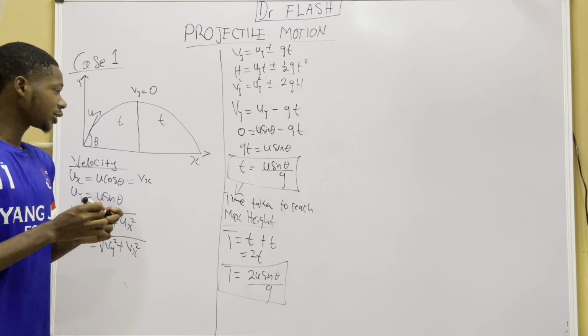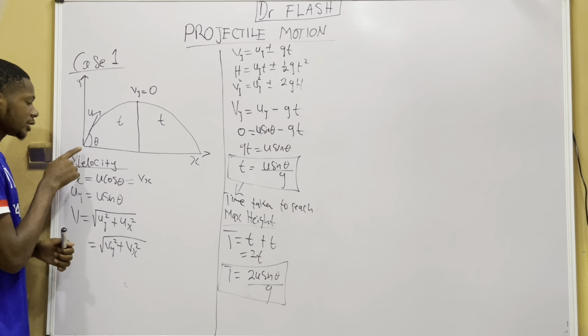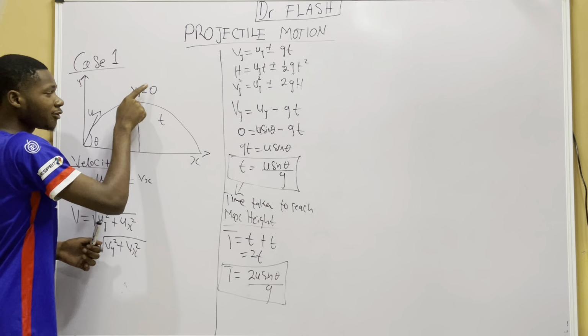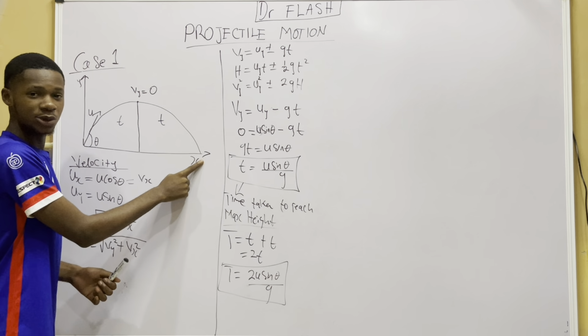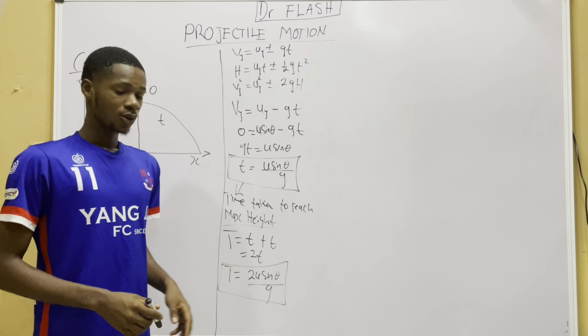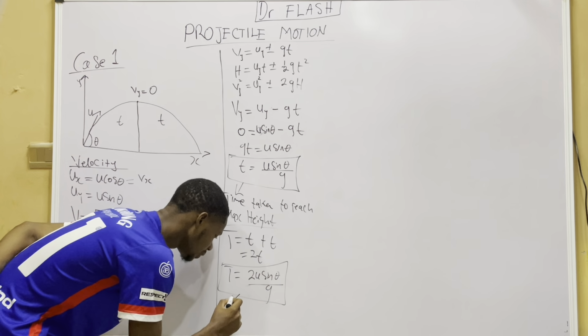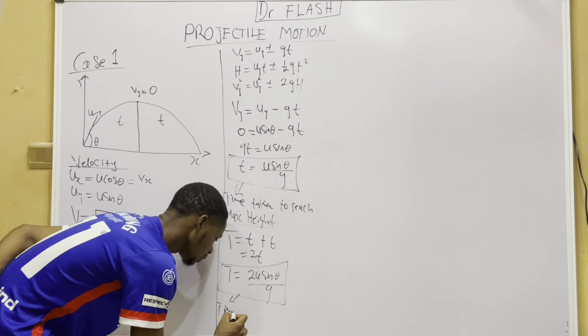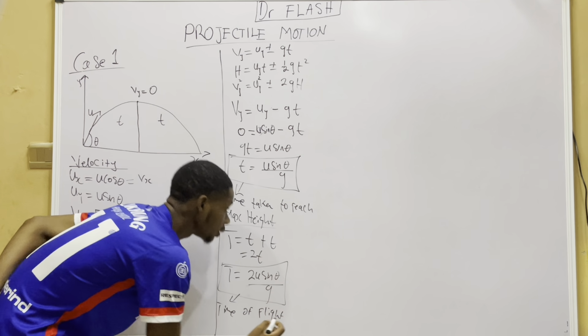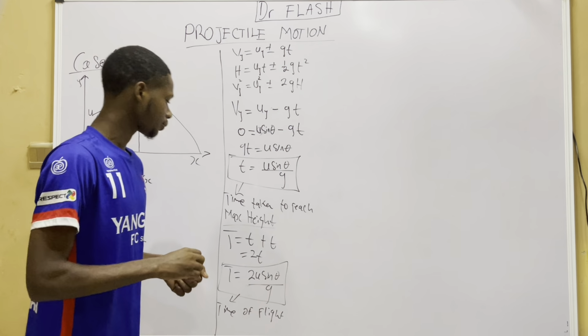Now this big T has a name, which is what we call the time of flight of a projectile. The time of flight is simply the time taken for a body to move from the point of projection, travel through space, and then return back to its point of projection. So big T is 2u sine theta over g, and this is called the time of flight of a projectile.